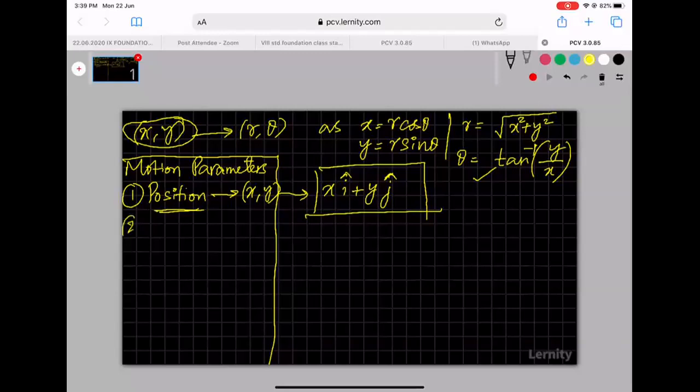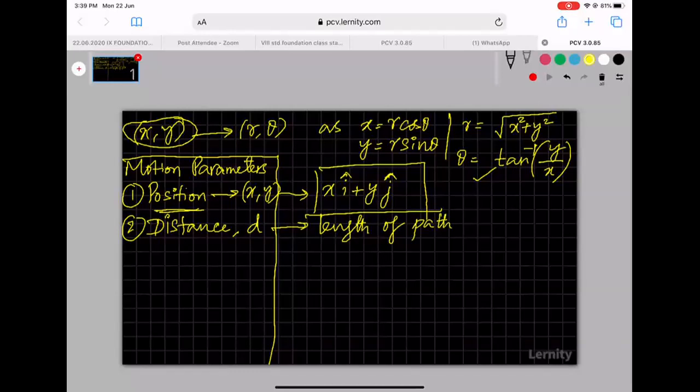Okay. The second motion parameter that we are going to look at next is distance, the basic distance that you probably would have heard of already. Distance is denoted by a small letter d in most textbooks. What is distance? As a definition, distance is defined as the length of the path taken by an object. When an object is moving, the length of the path that it travels is what is called distance.